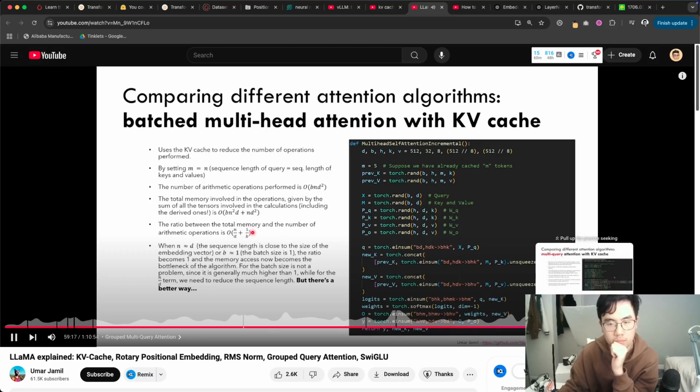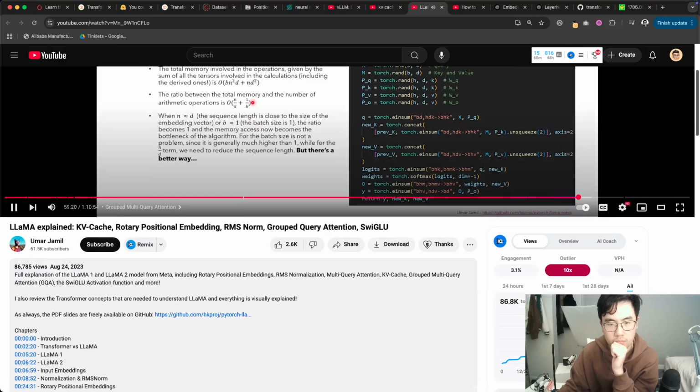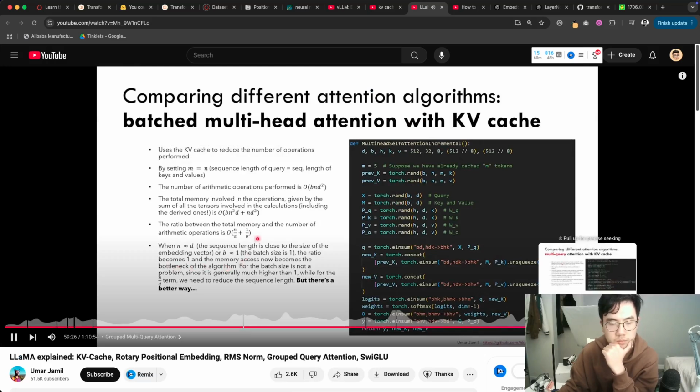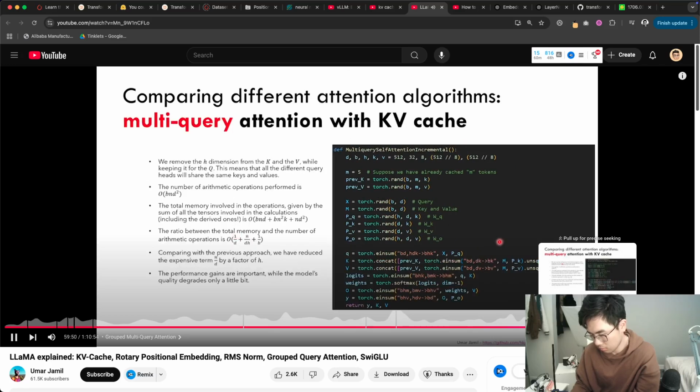And this is a problem because now, when this condition is verified, the memory access becomes the bottleneck of the algorithm. And this also means that we need to keep the dimension of the embedding vector much bigger than the sequence length, because if we increase the sequence length without making the dimension of the embedding vector much bigger, the memory access will become the bottleneck. So we need to find a better way. To solve the problem of the previous algorithm in which the memory became the bottleneck, we introduced the multi-query attention.